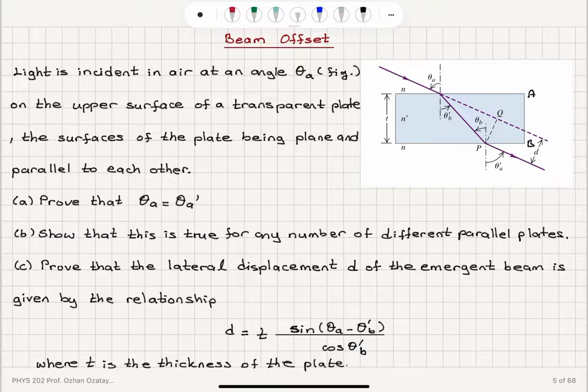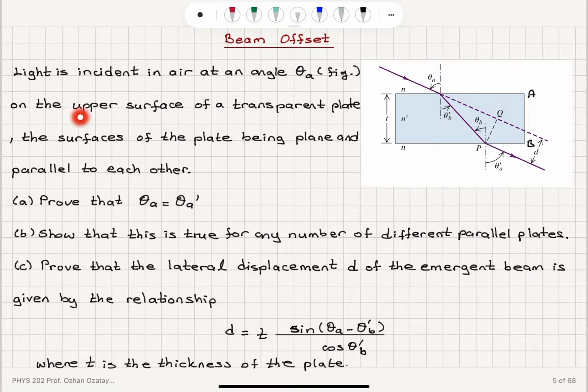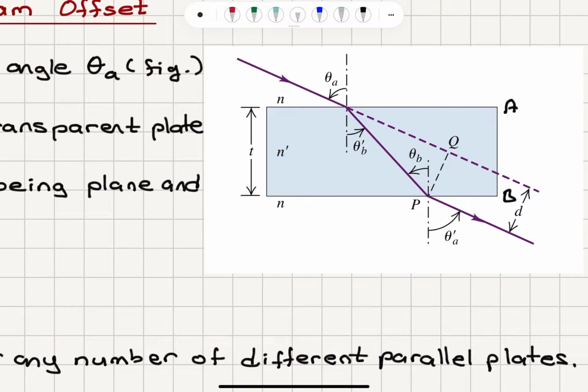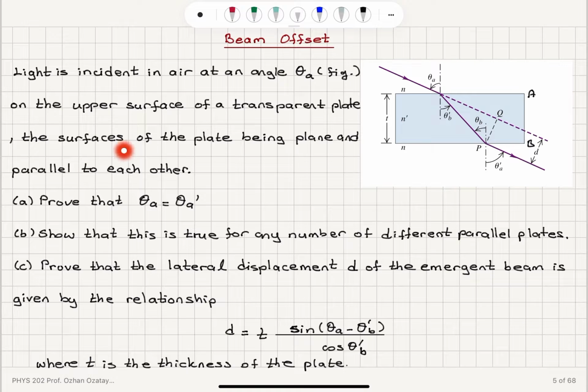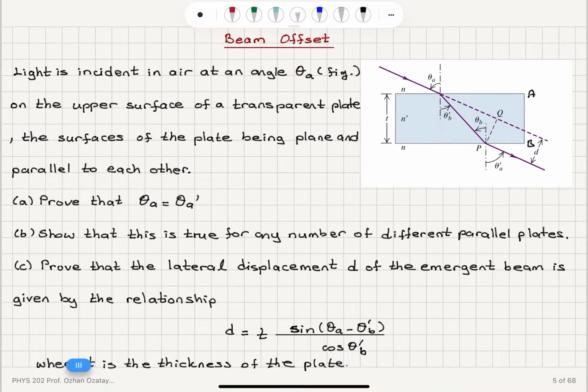Beam offset. Light is incident in air at an angle theta sub A, as you can see in the figure, on the upper surface of a transparent plate. That interface, the transparent plate and air interface, I called A. The surfaces of the plate are plane and parallel to each other. So the bottom plane and top plane are parallel to each other.